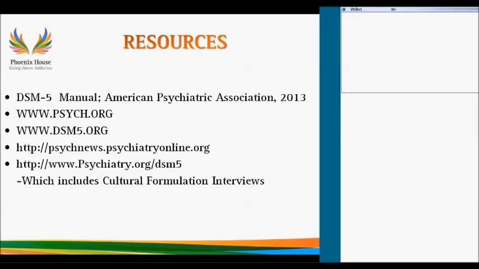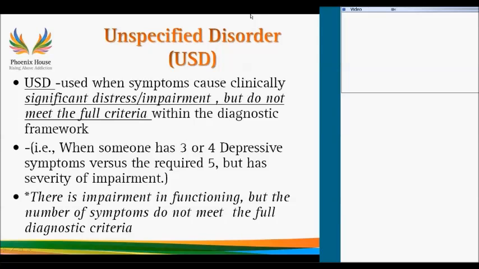Yes, I would like to thank you for waiting for me to answer this question, first of all. But if I can go back to the previous slide, the unspecified is really when there is insufficient information. There's not enough information, but clearly there is an impairment. So this is where you would make the diagnosis. Clearly the person is impaired and in need of treatment, but we don't have enough information at this time, or the symptoms that we can at least assess or verify are not enough to meet the full criteria.